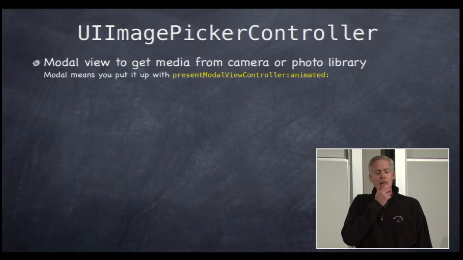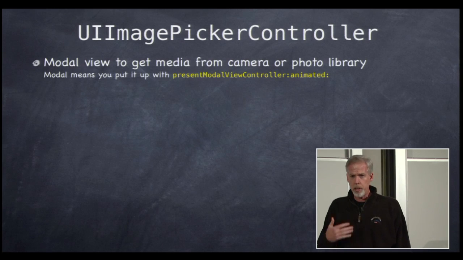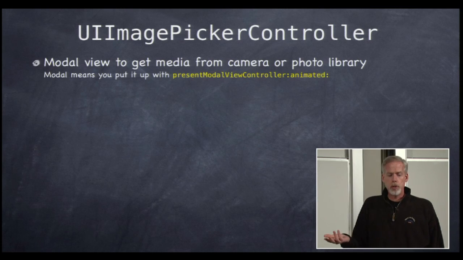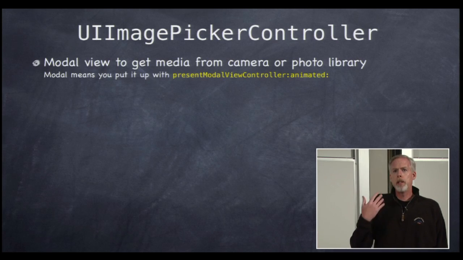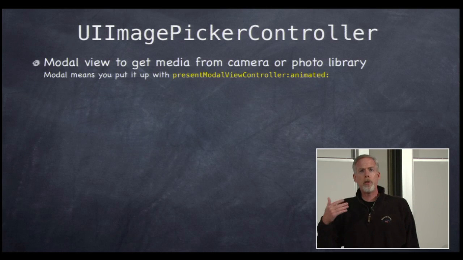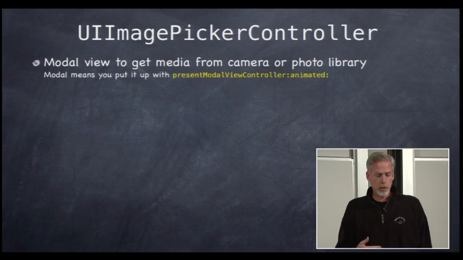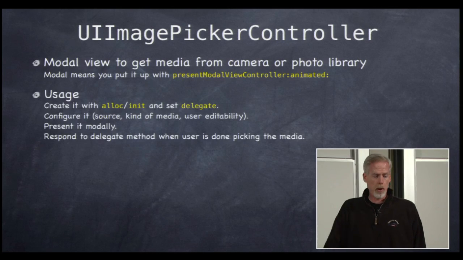So let's start with the UI Image Picker controller. The UI Image Picker controller is a controller that you put up modally. You call present modal view controller animated to put it up. It's a UI view controller. And when it comes up, it'll let you choose images or video, either from the camera, if the device has a camera, or from the user's saved videos library that is something they manage with the Photos app, and also that syncs with their iTunes.